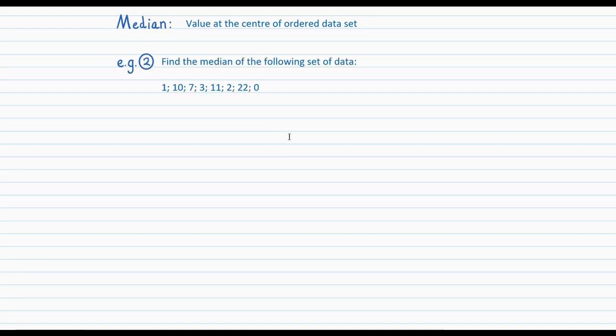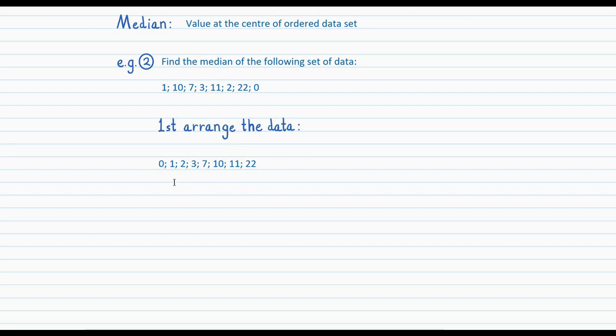Here's an example. Find the median of the following set of data points, which are 1, 10, 7, 3, 11, 2, 22, and 0. So the median is the value at the center of the ordered data set. Clearly the data is not in any particular order, so the first thing to do is to put it in some order. I'll put it in ascending order. And it's important to note that by value at the center of the data set, it doesn't mean the value between 0 and 22. So it doesn't mean like 11 or something. It means if you're to look at how many numbers are in the data set, the value at the center of it will be that which has an equal number of points above and below it.